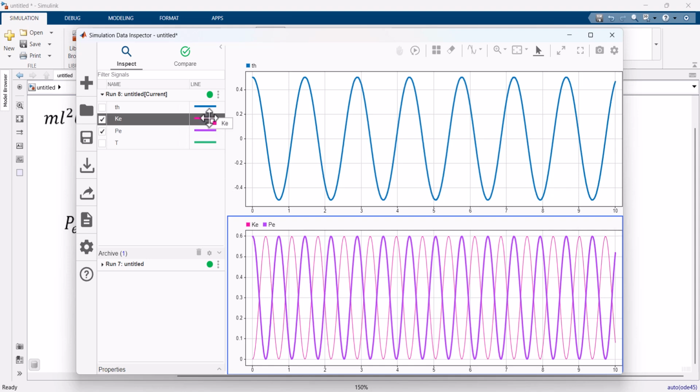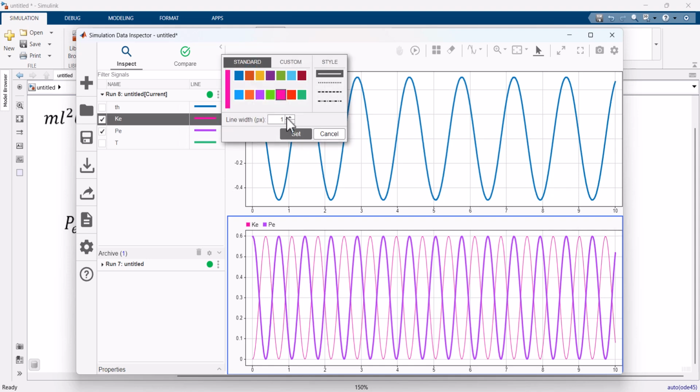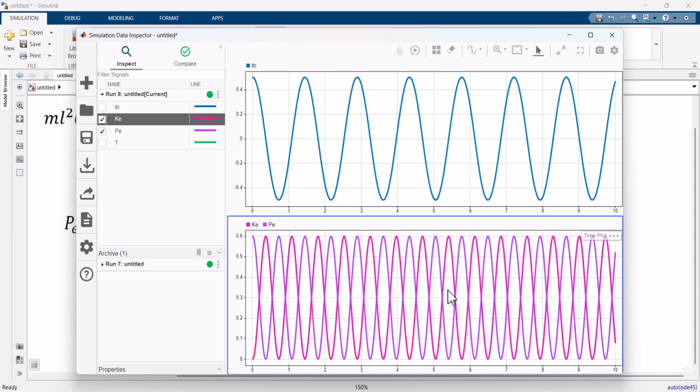And for kinetic energy, you can do the same. So let's change its thickness to 3. So these are the energies. You can see how beautifully the kinetic energy is transforming into potential and the potential back into kinetic. So at the very start, the pendulum has the potential energy but no kinetic energy, and then they start oscillating.